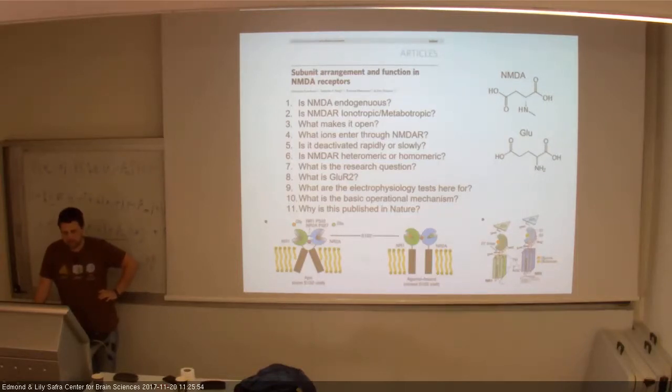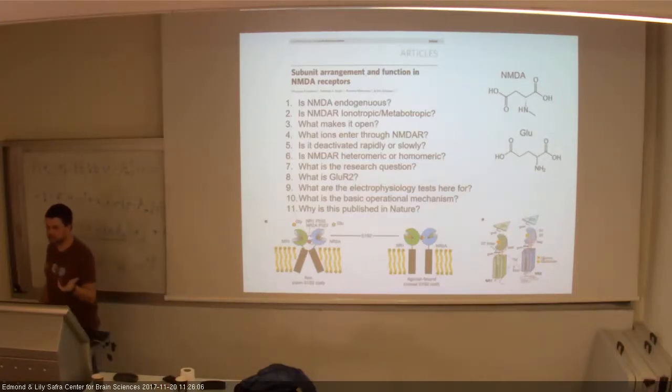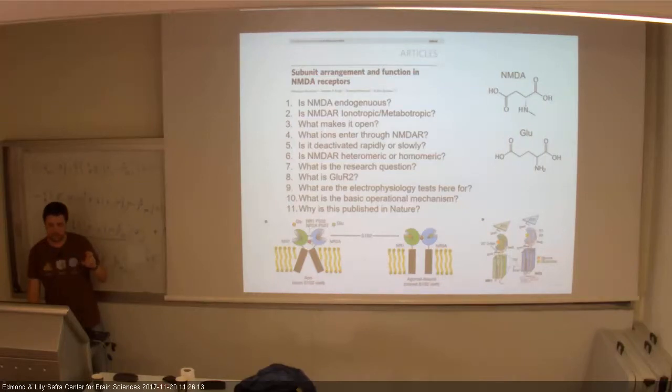And is it deactivated rapidly or slowly? Slowly. Compared to what? To non-NMDA receptors, which are like normal AMPA or glutamate receptors, which are very common. And this feature is extremely important. The deactivation, we'll talk about it in the end, but just remember that this is very, very important. Is it heteromeric or homomeric? Heteromeric, and this is one of the things that the article showed.